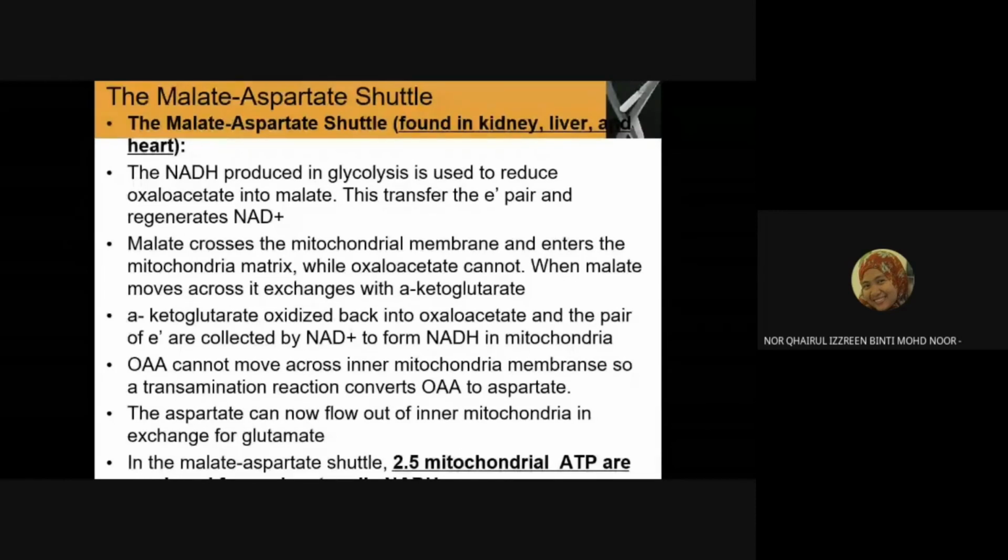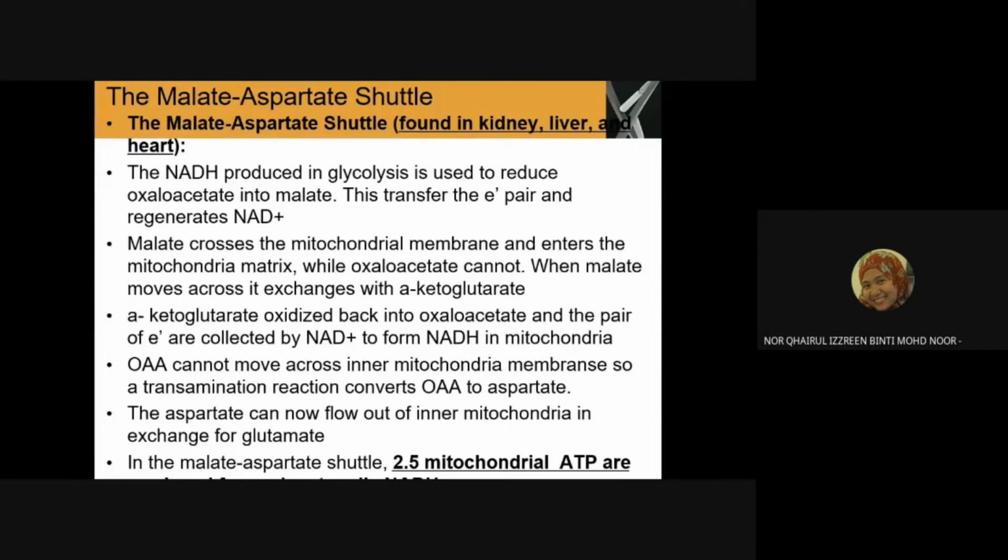Similar to glycerol phosphate, but it reduces oxaloacetate into malate. So malate crosses the mitochondrial membrane and enters the matrix, because oxaloacetate cannot cross the mitochondrial membrane. When malate moves across the membrane, it exchanges with alpha ketoglutarate. When malate crosses the mitochondrial membrane into the matrix, alpha ketoglutarate from inside the mitochondria must cross and go out into the cytosol. So when malate crosses in, alpha ketoglutarate must cross out. That is what is meant by exchange.